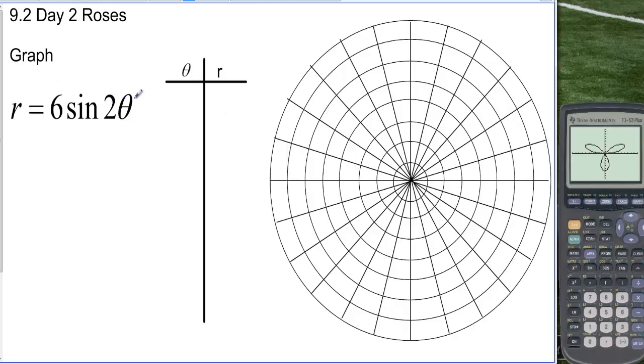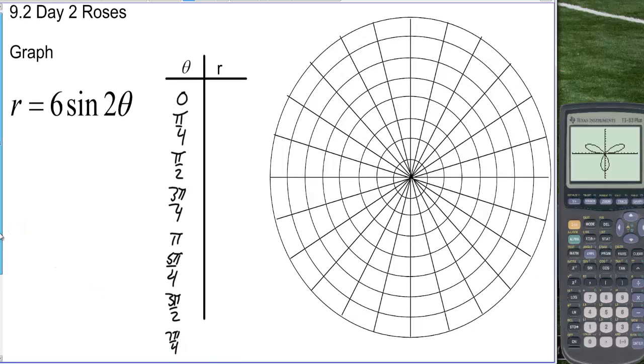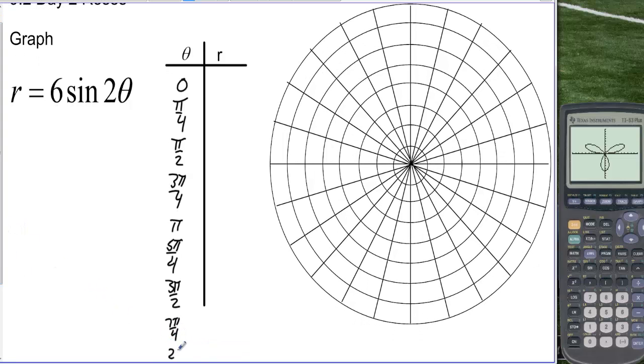6 sine of 2 theta. So we'll start at 0 and we'll count by 4s. So we have pi over 4. 2 pi over 4 is pi over 2. 3 pi over 4. We have 4 pi over 4, and since this is even, we have to go all the way to 2 pi. So 5 pi over 4, 6 pi over 4 is 3 pi over 2. We have 7 pi over 4, and then finally we get back to where we started at 2 pi. But you see this nice pattern start to develop.